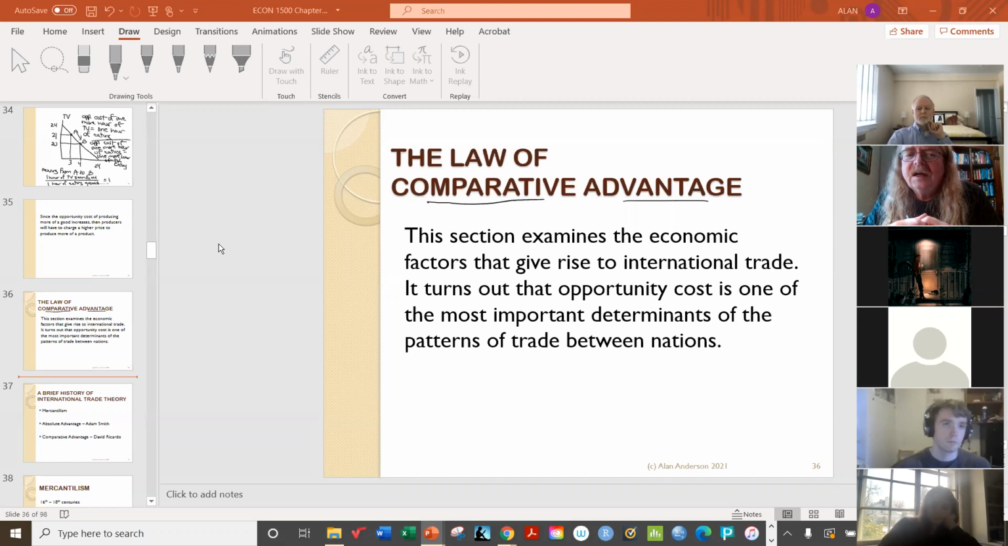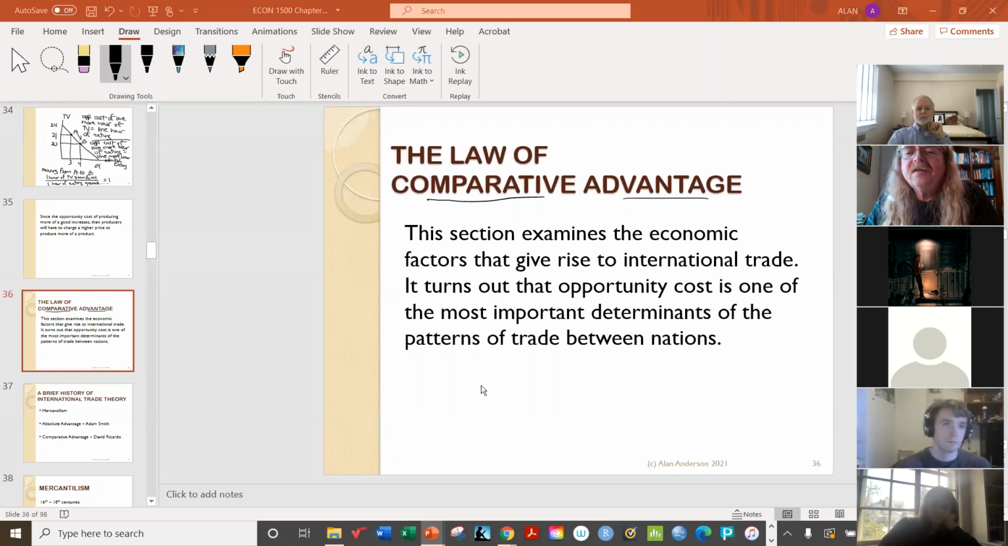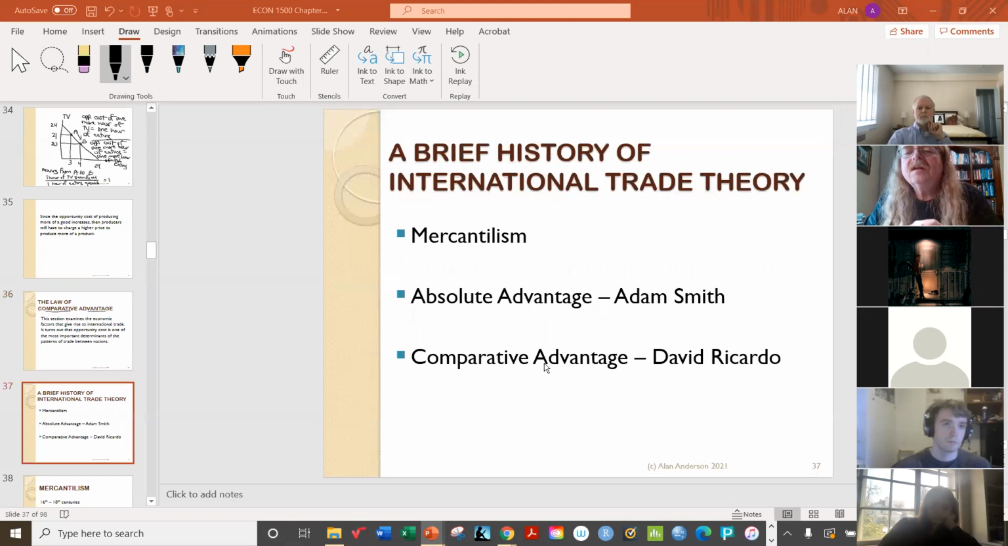Okay, so the law of comparative advantage is based on the idea that each country should focus on what it does best and import the rest. Now, where did this come from, this idea? It evolved over many centuries.